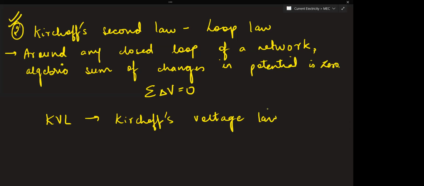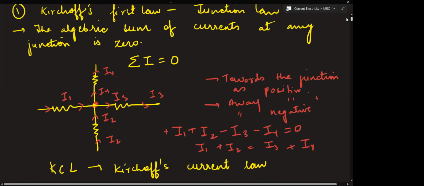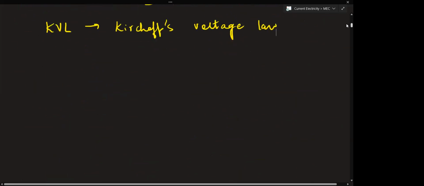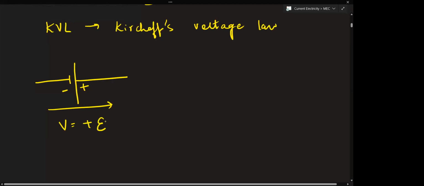Now, applying the direction, the sign convention on a loop: if you are moving from the negative terminal towards the positive terminal, then this is taken as positive E, whatever the value is. For example, if 12 volt is there, then you'll write plus 12. From positive to negative, you will take it as minus E.